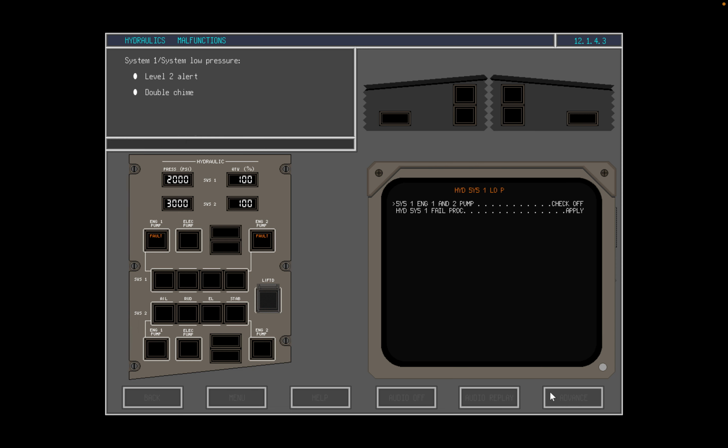Now switch off System 1 engine 1 pump and engine 2 pump. Hydraulic System 1 is now inoperative.